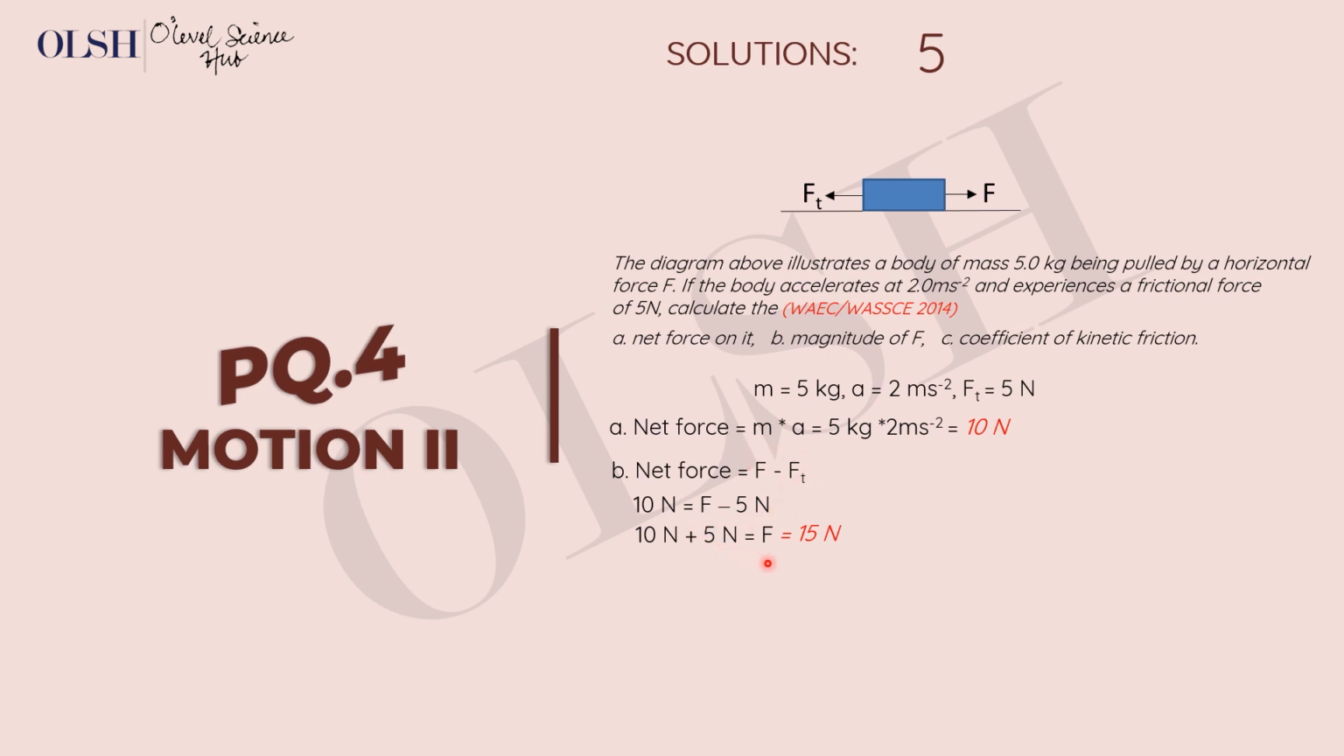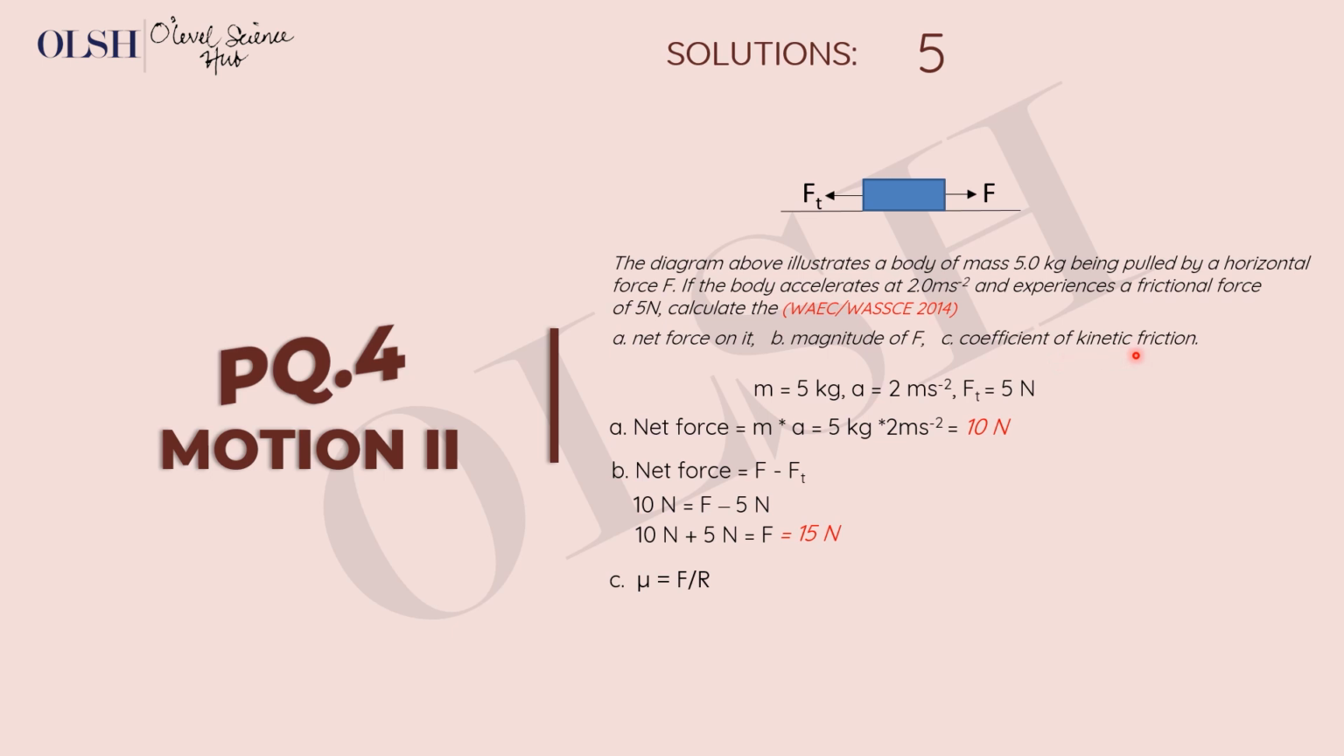So we have everything equal to 15 newtons. The force applied here as F is going to be 15 newtons for it to generate an acceleration of 2 meters per second squared. Okay, so the third question asks us to find the coefficient of kinetic friction.